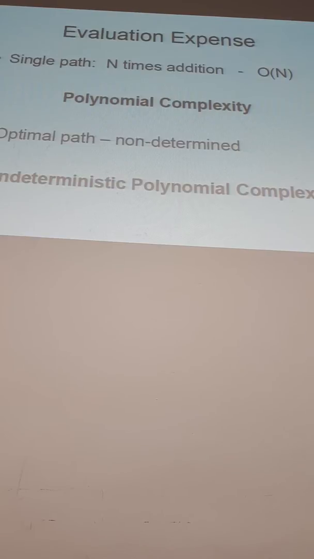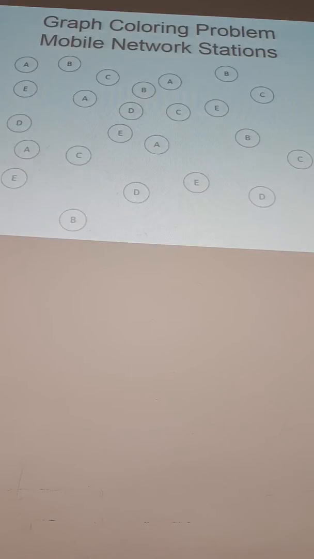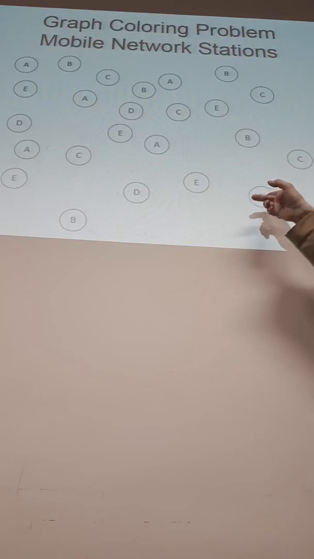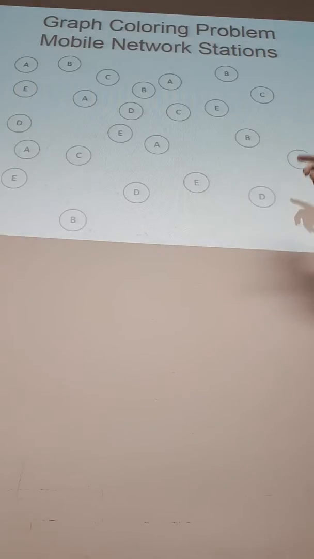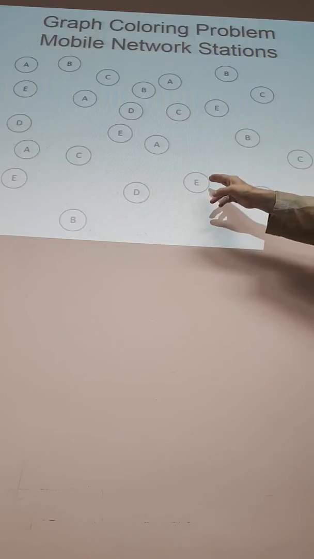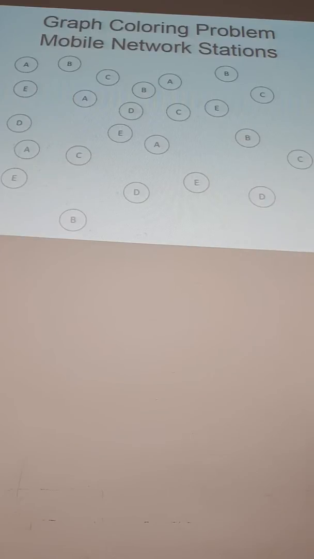Now I'm going to show you how we evaluate, how we judge the complexity of a problem. So this problem has non-deterministic polynomial complexity. The same non-deterministic polynomial complexity has the problem of mobile network stations. Each station should transmit on a different frequency than its neighbors. So we can state the problem that each color cannot have a neighbor in the same color. So this is a problem of the same complexity.